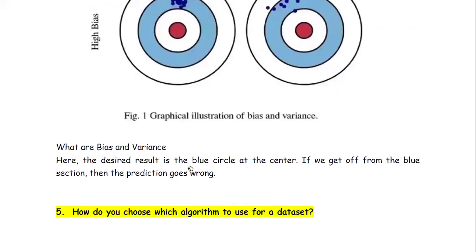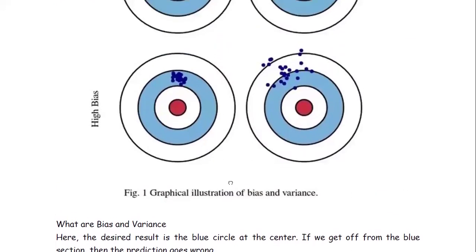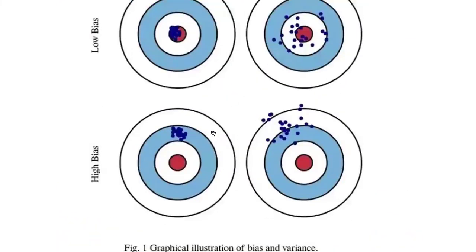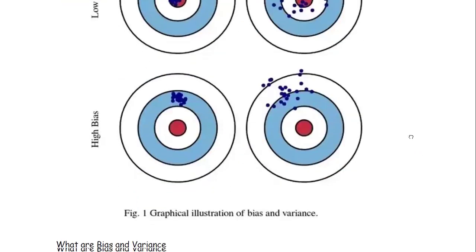The desired result is the blue circle at the center. If we get off from the blue section, then the prediction goes wrong. You can see this case, right? This is the desired result, and see what is happening in the other cases.